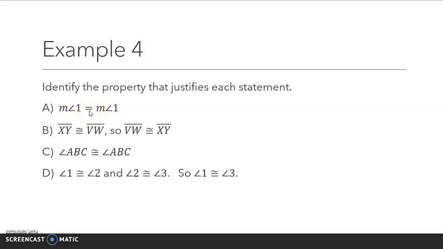Notice this is an equal sign, so that means look at the properties of equality and look for the one that says that something equals itself, and that's going to be the answer. So that would be the reflexive property of equality, because that's the property of equality that says that something equals itself. So what you're going to do is you're going to pause the video, try to answer B, C, and D, and then press play to check your answers.